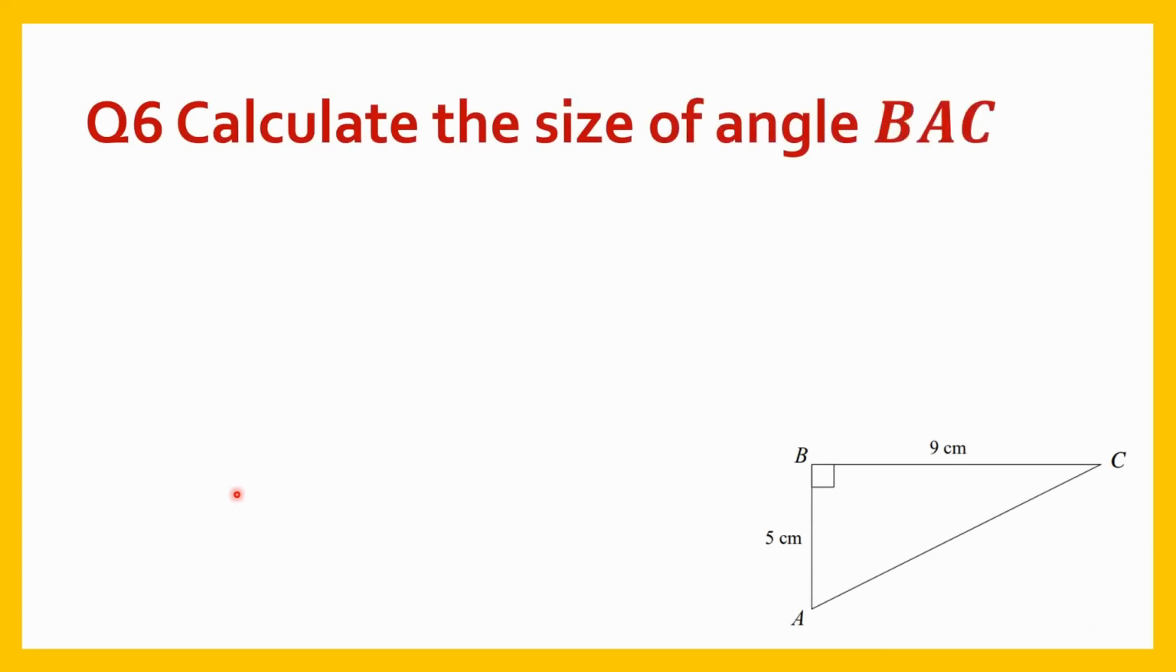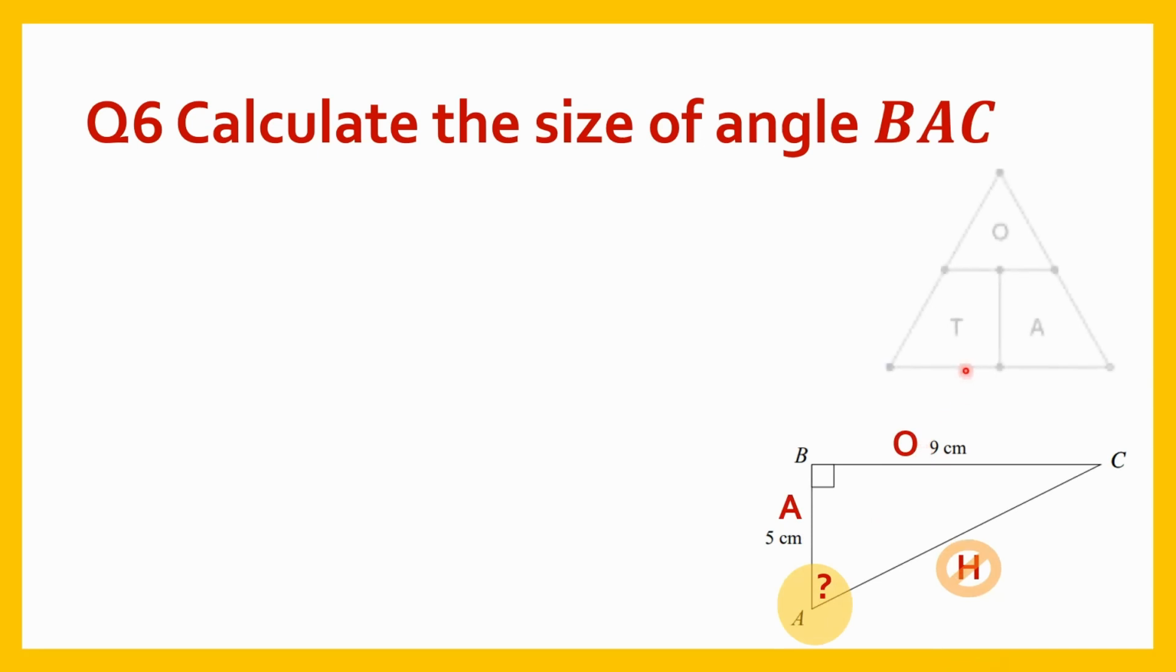Question 6. Calculate the size of angle BAC. So angle A is here, BAC. So that's what we're looking for. The hypotenuse is length AC, the longest side, opposite 90 degrees. The angle of interest is angle A. For angle A, 9 centimeters is the opposite side, 5 centimeters is the adjacent side. So we don't need the hypotenuse in this formula. We need A and O because that's where the known values are.